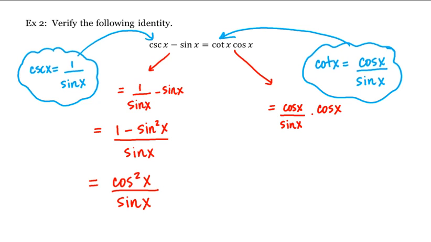But isn't that the same expression that we have on the right-hand side over here? Because on the right-hand side, this is equal to cosine x times cosine x, which is cosine squared x, still divided by sine x. And therefore, these are equal, and we verified the identity.